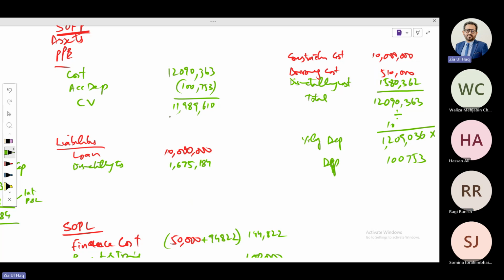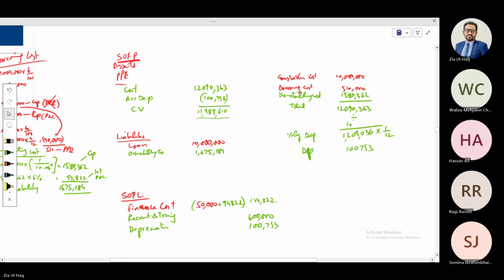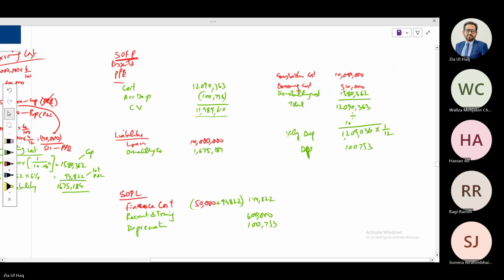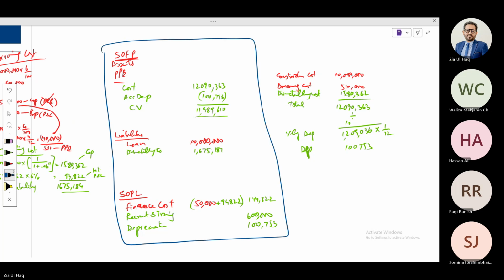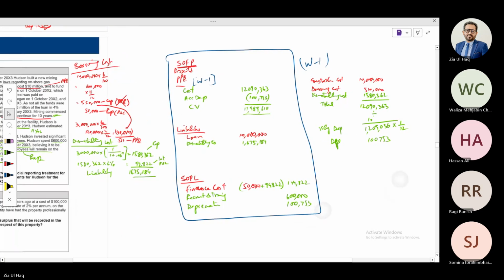So this should be recorded as asset, this should be recorded as liabilities, and this should be recorded as expense. And this is the financial statement extracts. And we got these figures from working one. Can you understand these concepts? All the concepts of borrowing cost, of dismantling cost, of depreciation are included in this question.